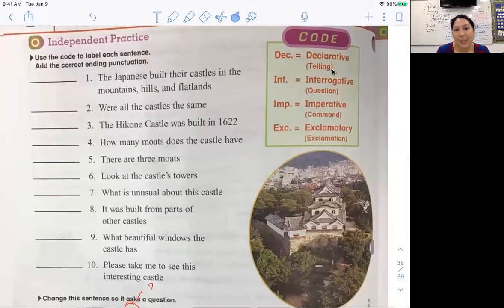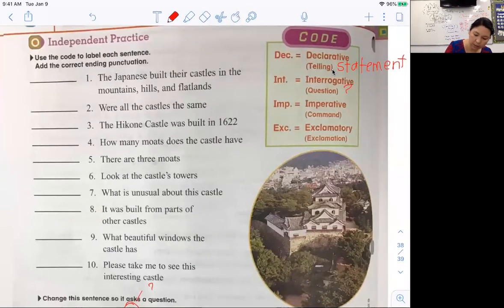Okay, this part is the same as the front, okay? So you're going to either write declarative, DEC, if it's just telling you information, if it's just making a statement, okay? There's no question, there's no excitement, there's no command. It's just telling you a fact, okay? So if a sentence is just telling you a fact, write declarative. If you read it and it's asking you something, like you feel like you want to answer it, you're going to write interrogative.